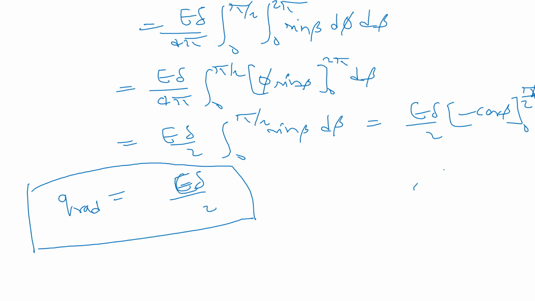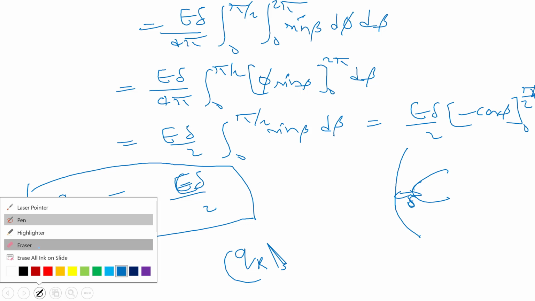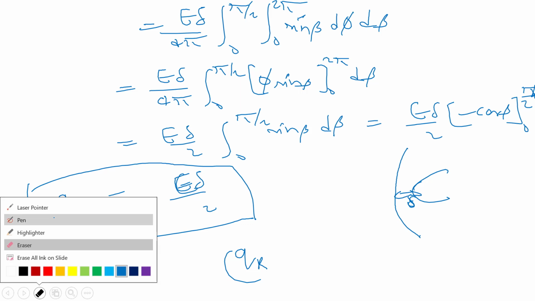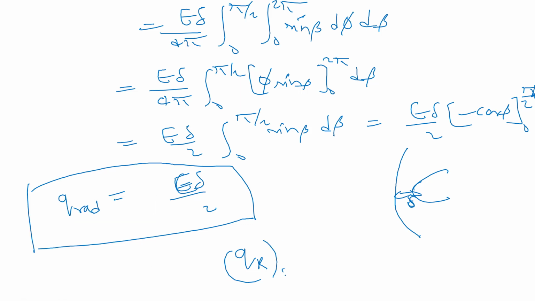Here I will draw the figure also. This is for the blunt body, and this is the fog, and this is the lambda distance. Then this Q R at stagnation will be equal to E del upon 2.